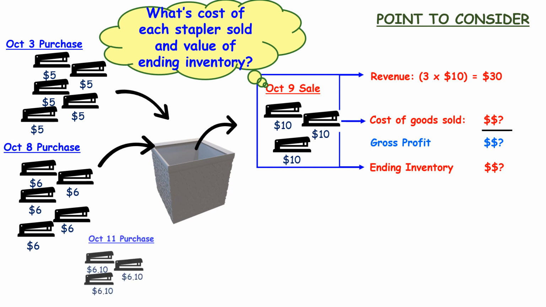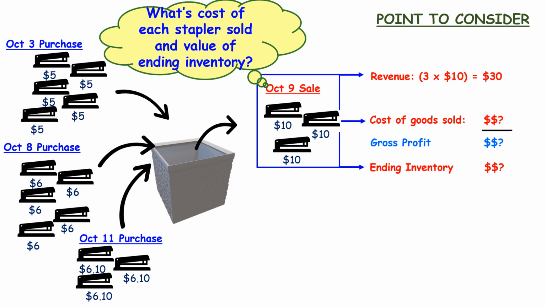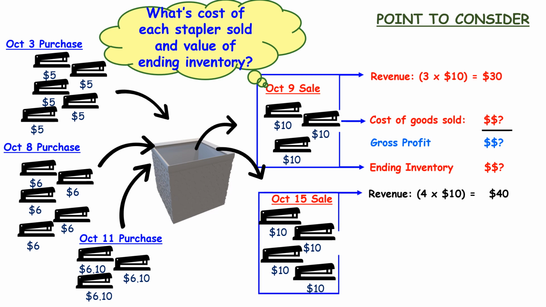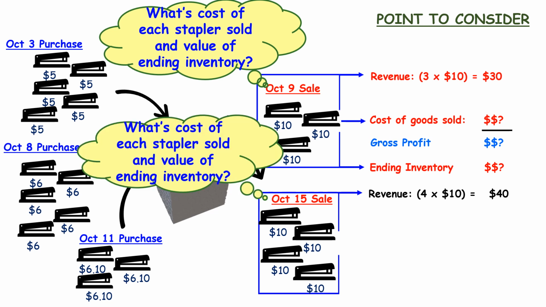Let's continue with the example. On October 11, I purchased 3 more, and this time the price went to $6.10. Again, I put them in the box. And a few days later, I sold some more staplers, 4 of them at $10 again. So again, I know that my revenue is $40.